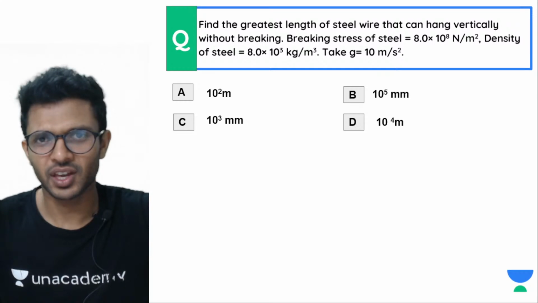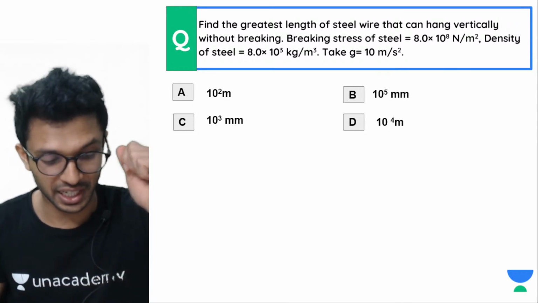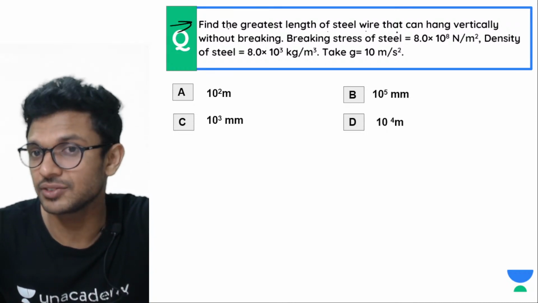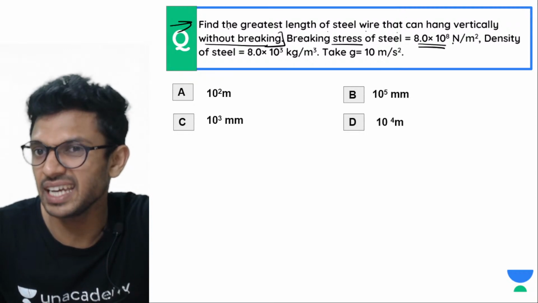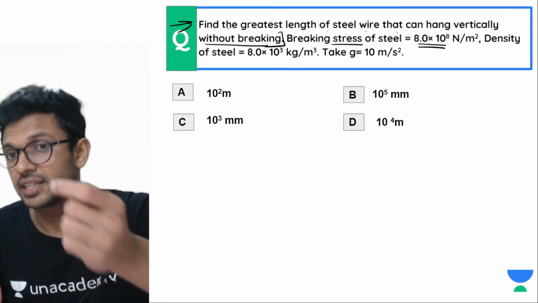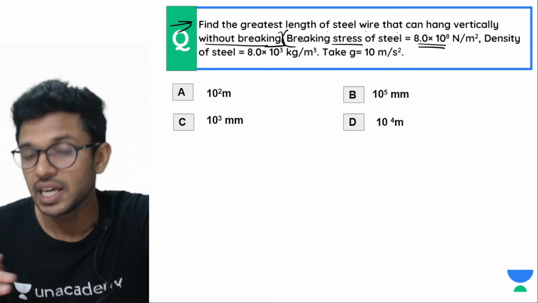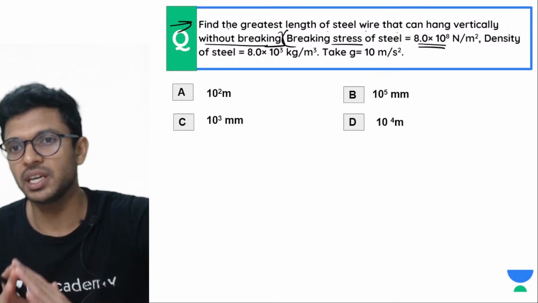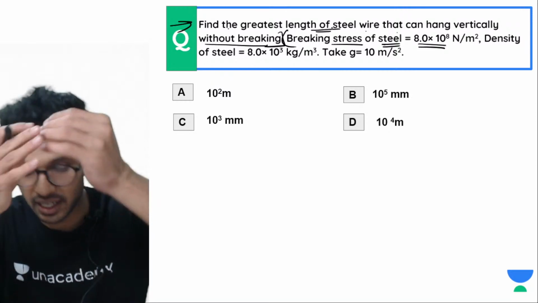देख ले. शैल आई एक्सप्लेन? Everybody listen here. अच्छे से we'll discuss this question in a very better way and understand the concept. Find the greatest length of steel wire that can hang vertically without breaking. Because if the stress that is developed in the steel becomes 8 into 10 power 10 or greater than that, the steel will break. That is what you mean by breaking stress. Breaking stress का मतलब क्या है? If the steel develop this much of stress or greater than that, that body will be breaking. So without breaking the steel, what is the maximum length of the steel wire that can hang?